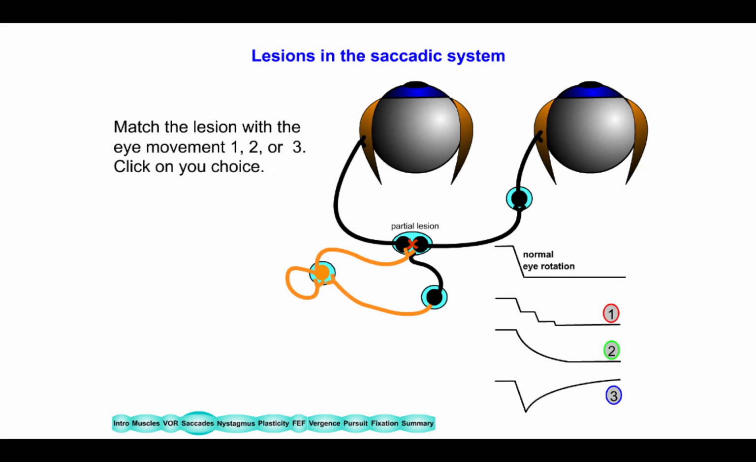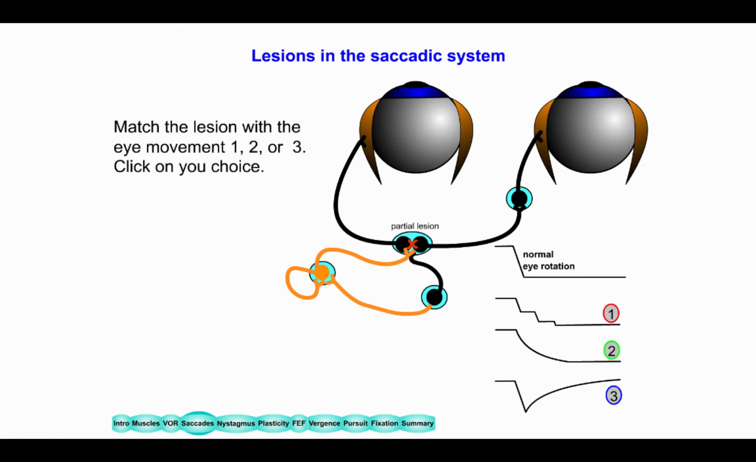Okay, let's suppose you had a small lesion of this nucleus, so you didn't lose all the signal to the muscles, but you lost, let's say, a quarter of it. Which movement then would you have? Would you have this one? This one? This one? Okay, we'll try that again. Come on, you gotta commit yourself to one of these. It's a choice of three.